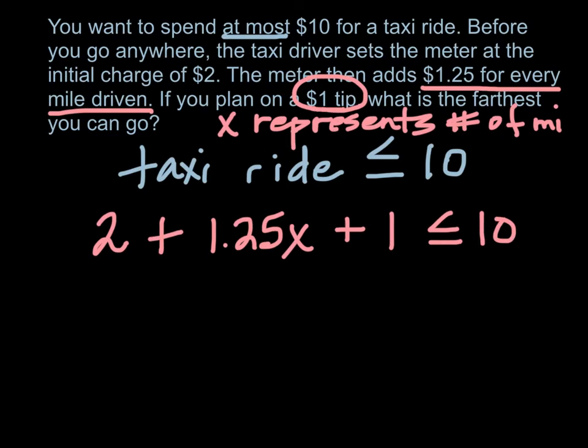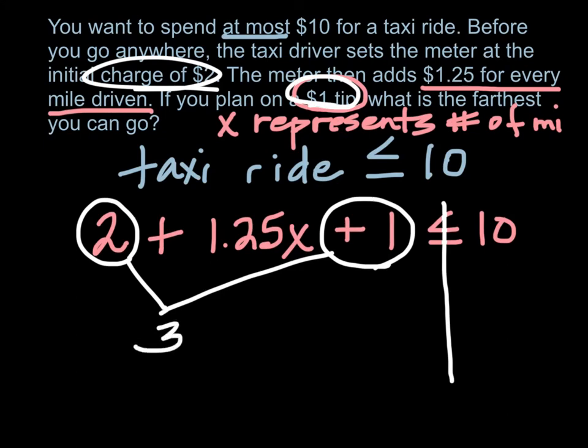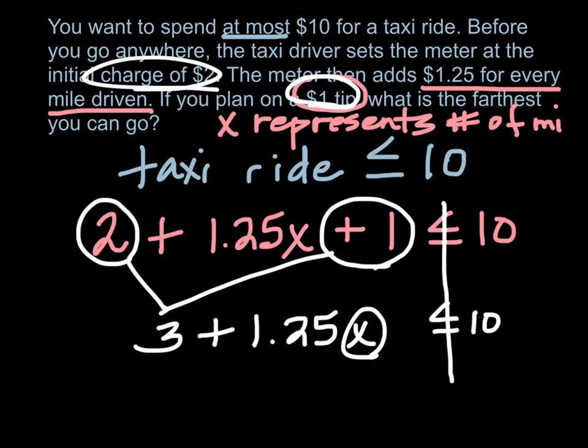So this is a great multi-step inequality because we do have some like terms that do not have x's that we could combine. And maybe some of you would have done that at the very beginning and just said, hey, a $2 initial charge and a tip of $1, we know we have to have at least $3. Then the other remaining $7 are going to be telling us how far we can go at a rate of $1.25 per mile. And so if we were to isolate this x, we would undo addition and subtraction first.